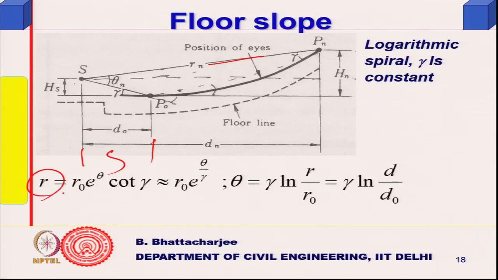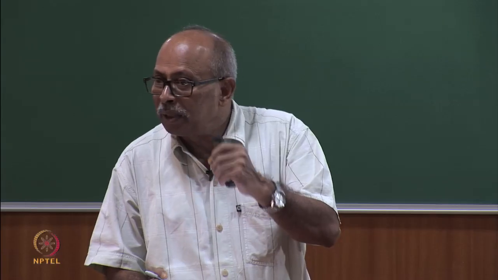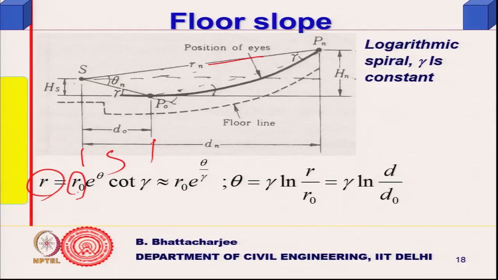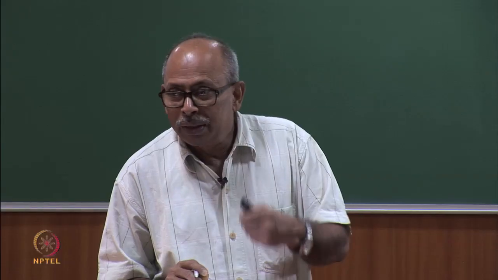So the R which will maintain this constant gamma, the equation for a logarithmic spiral, is given by R0 e to the power theta cot gamma. What is theta? Theta is shown as this angle. So theta 1, theta 2, theta n for any point, nth row. For the first row, the requiring elevation value is theta 1, for the second row theta 2, and so on.